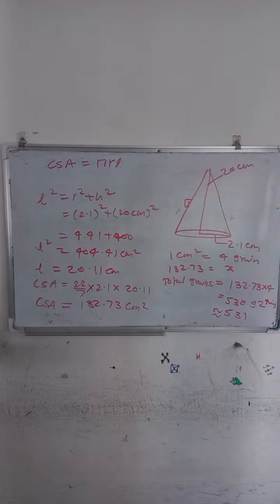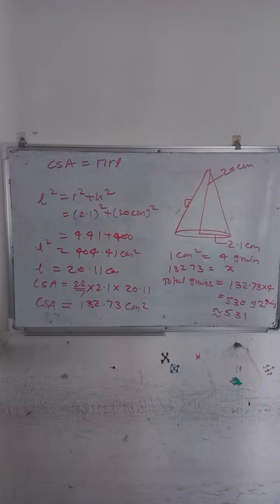So next question, a very long 5-mark question. Here the total cost of making a spherical ball is 33,957 rupees at the rate of 7 rupees per cubic centimeter. What will be the radius of the spherical ball? Also find its surface area.